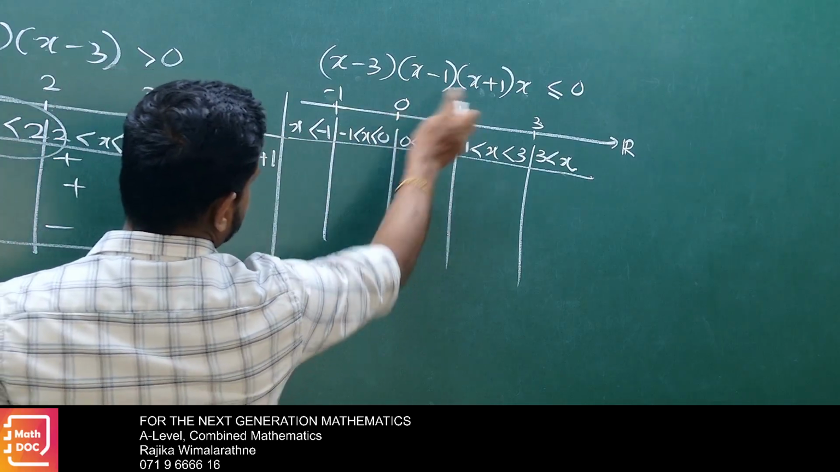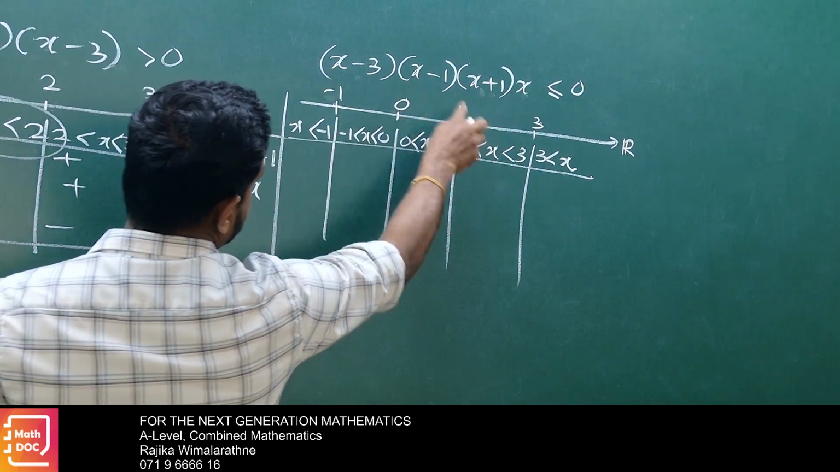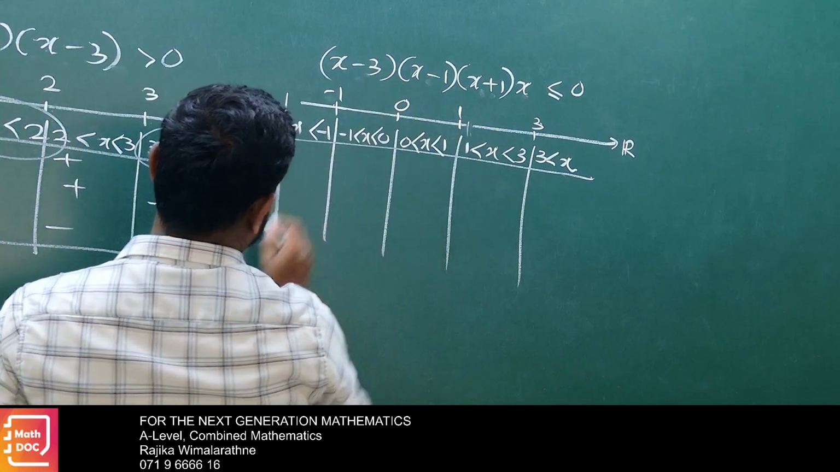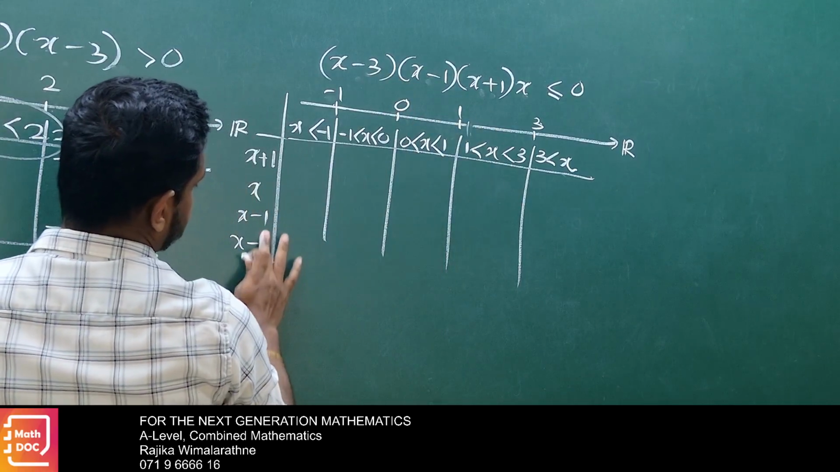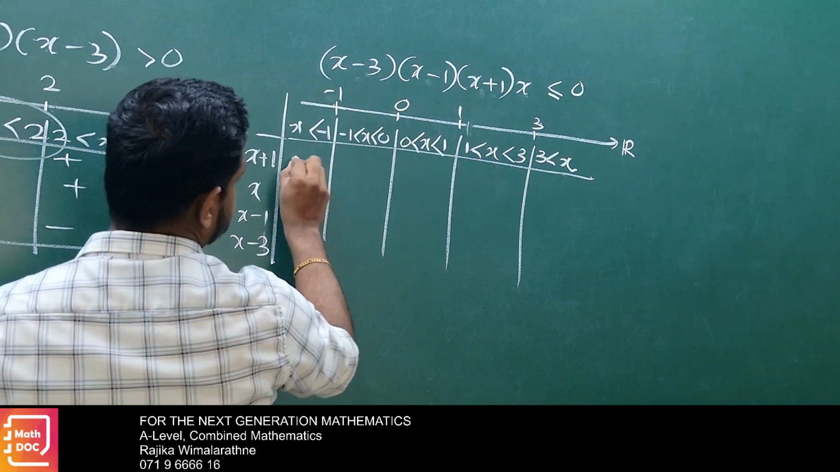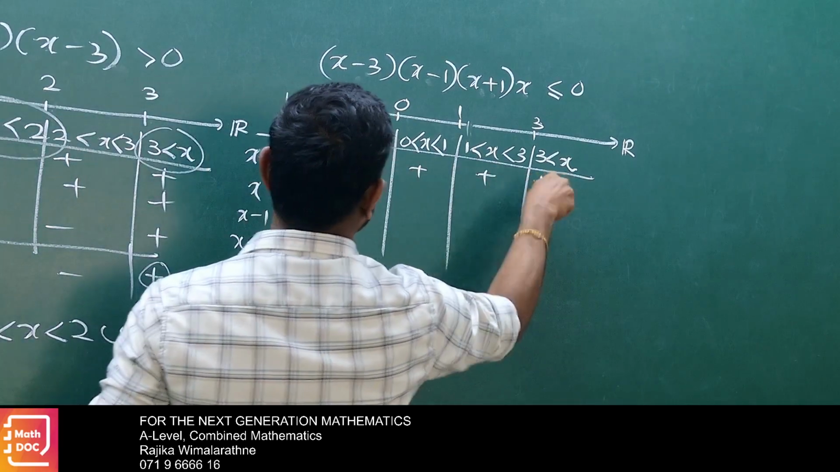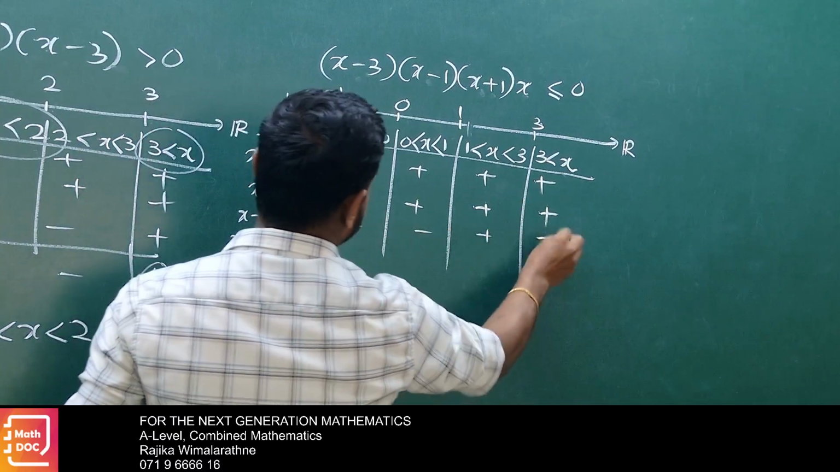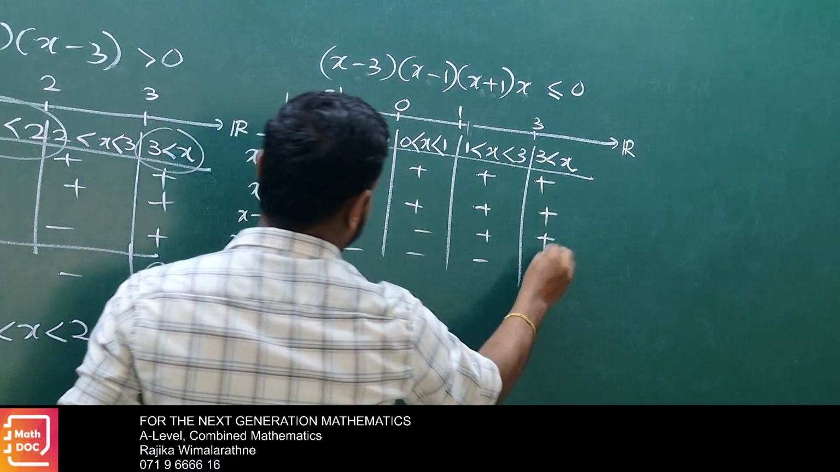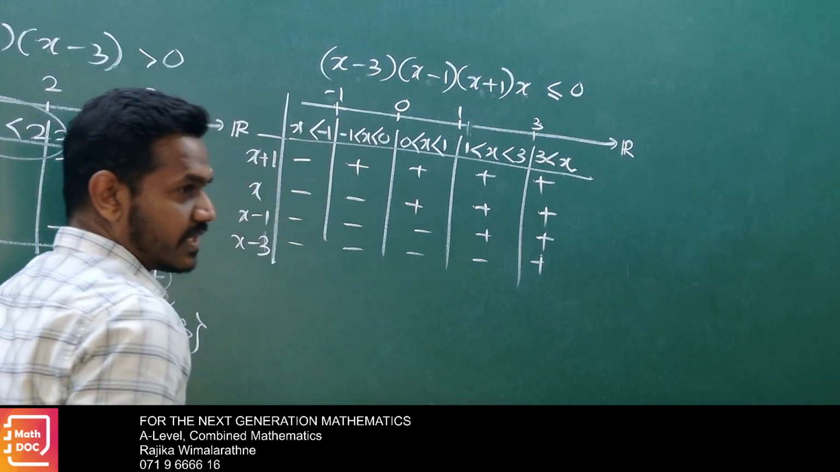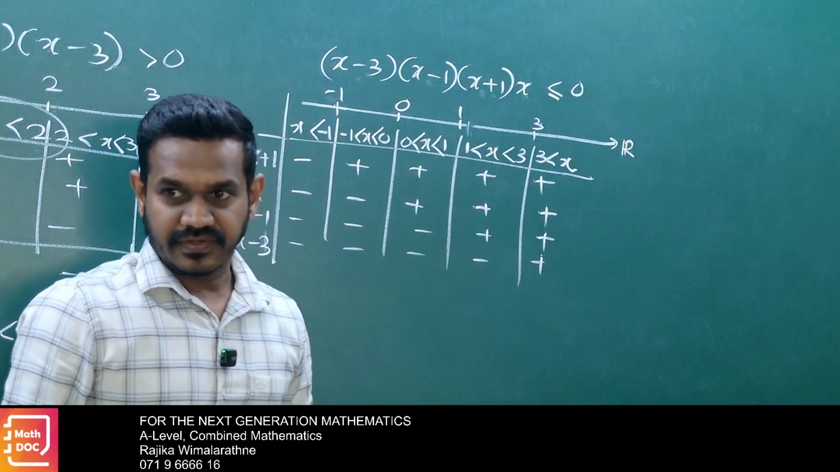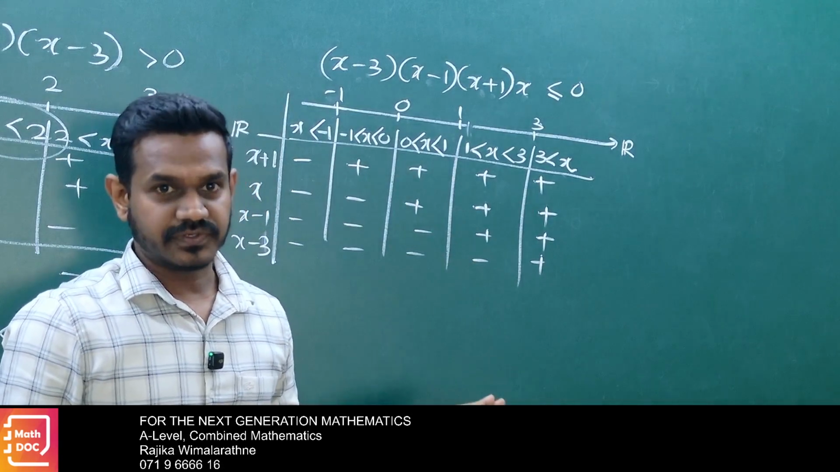Then the next 0 is x. Then the next 1 is x minus 1. And the next is x minus 3. So here this will be minus, plus, plus, plus, plus, minus, minus, plus, plus, plus, minus, minus, minus, plus, plus, minus, minus, minus, minus, plus. Okay, if you write that order, we can easily write this table. Okay, no need to check, we can just put it.